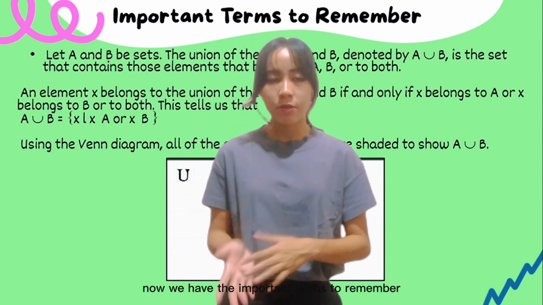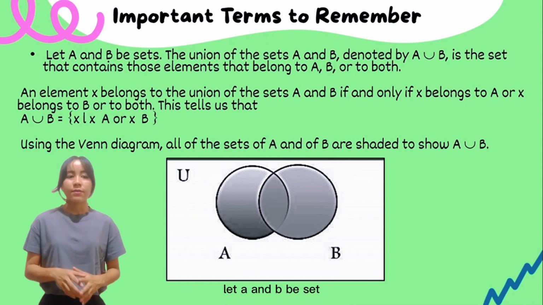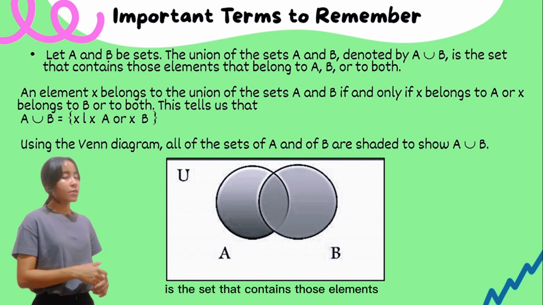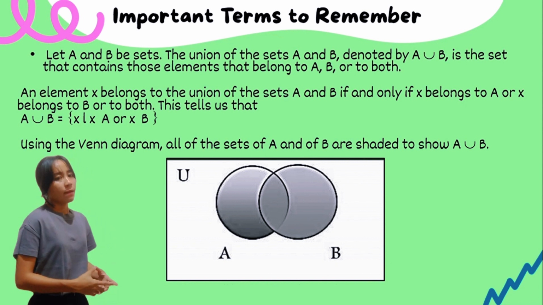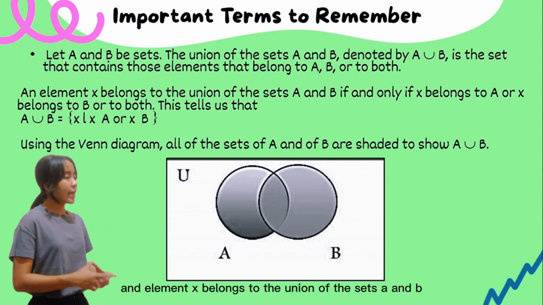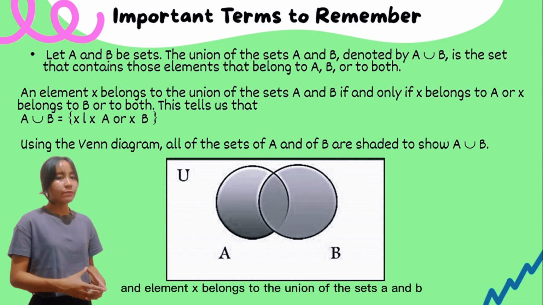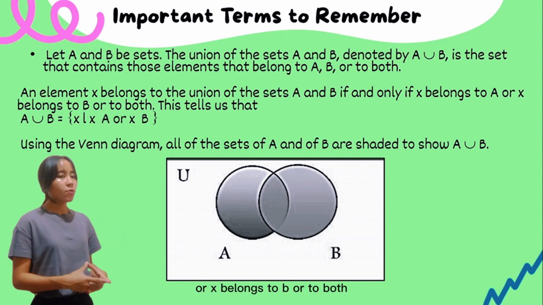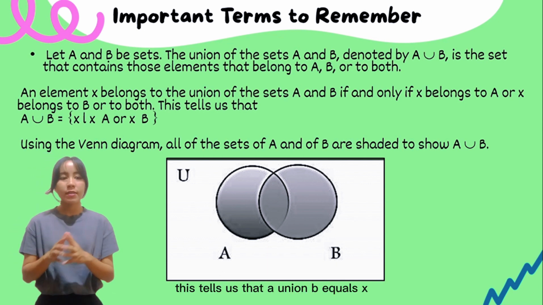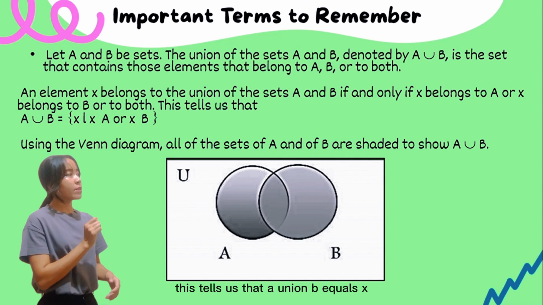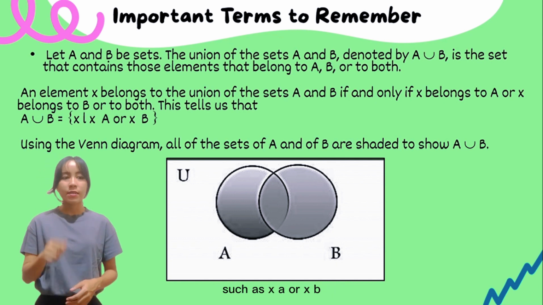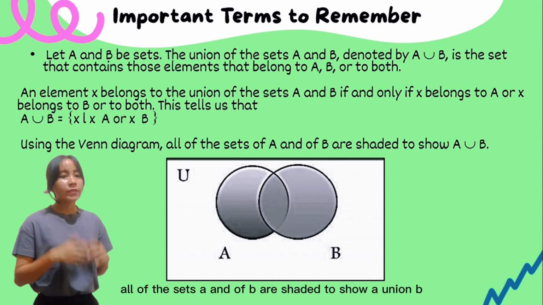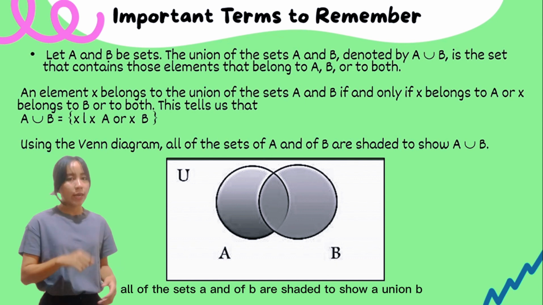Now we have the important terms to remember. Let A and B be sets. The union of sets A and B, denoted by A union B, is the set that contains those elements that belong to A, B, or to both. An element x belongs to the union of the sets A and B if and only if x belongs to A or x belongs to B or to both. This tells us that A union B equals the set of x such that x is in A or x is in B. Using the Venn diagram, as you can see in the figure, all of the sets A and B are shaded to show A union B.